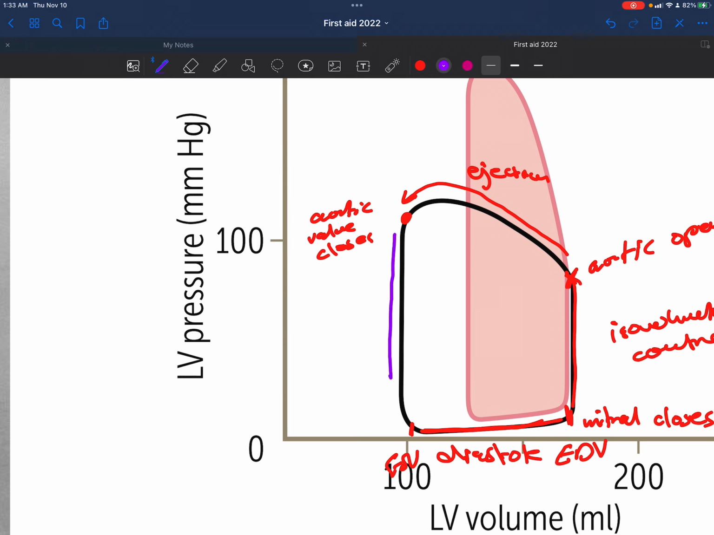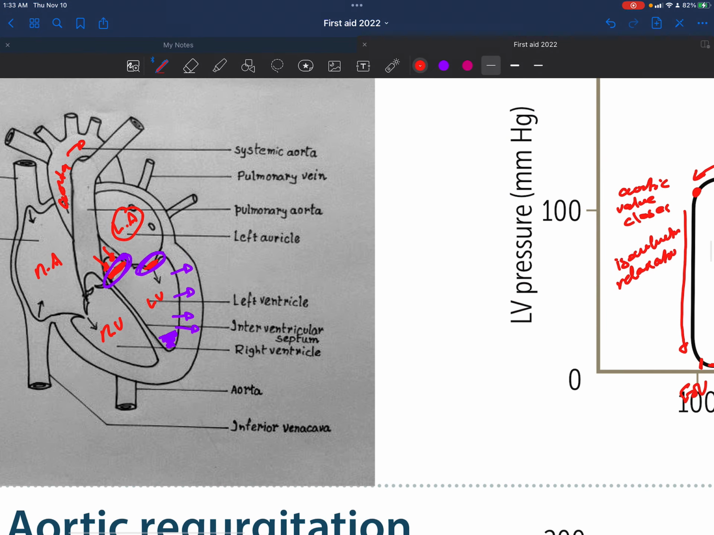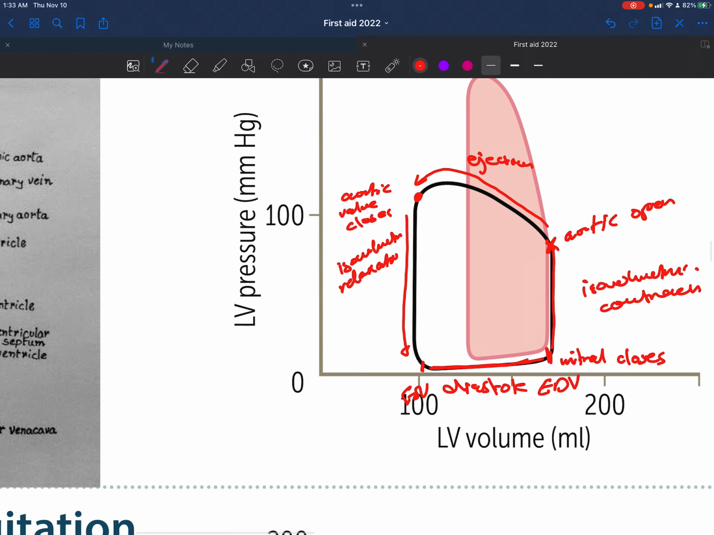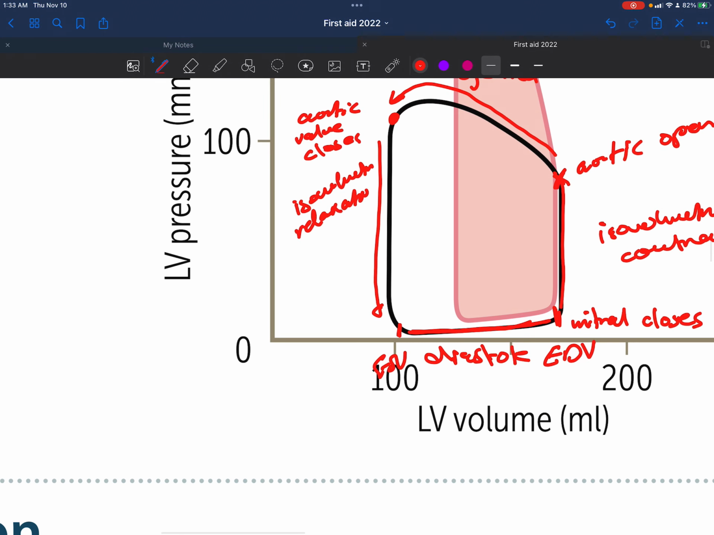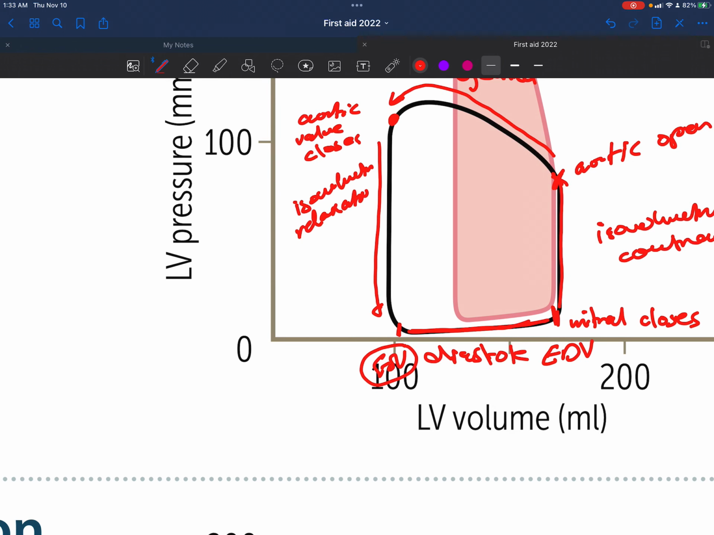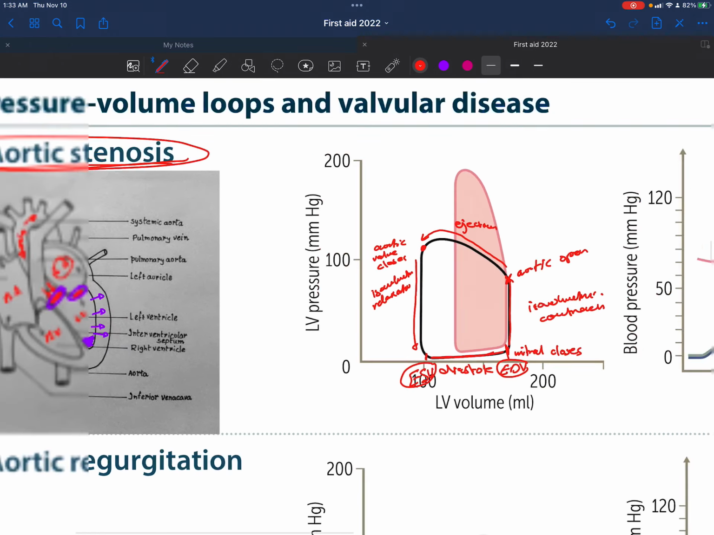There you go. Let me use the right one. So there you go. This is the normal isovolumetric relaxation, so there is no change in volume, but there is a reduction in the tension of the ventricular wall. So that's the normal circle. At the end of the isovolumetric relaxation, there is the end systolic volume over here, and then at the end of filling there is the end diastolic volume, and these are the normal conditions.